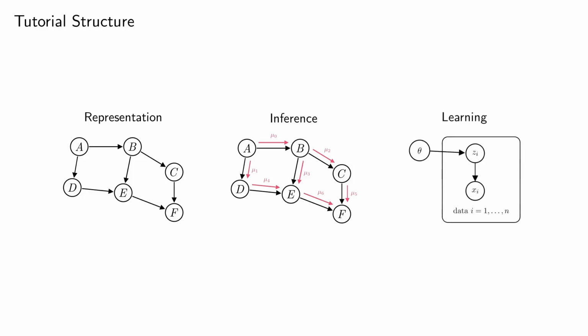These tasks depend on one another. A representation determines which inference algorithms are available, while inference is often used inside learning, and the amount of data may determine which representations can be learned reliably. We will now briefly go over each one of these tasks.